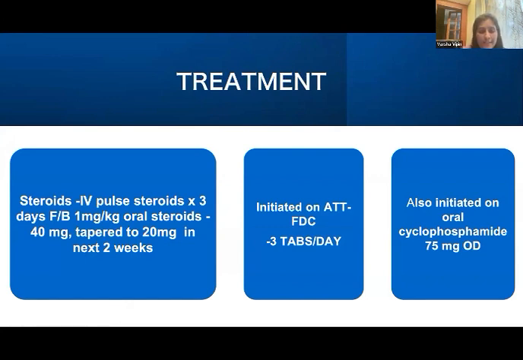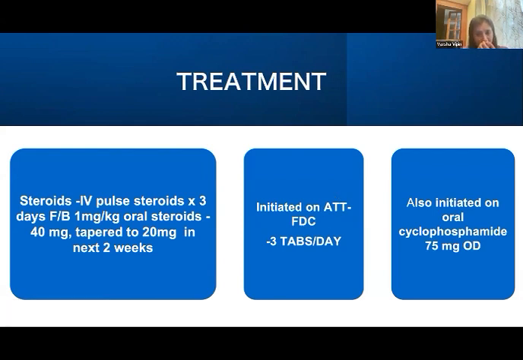She was around 42 kg at that time, so we started with 40 mg steroids, and it was gradually tapered to 20 mg in the next 2 weeks. She was also simultaneously initiated on a fixed-dose combination, as by this time creatinine had come down by the end of 1 week. So we started the fixed dose combination.